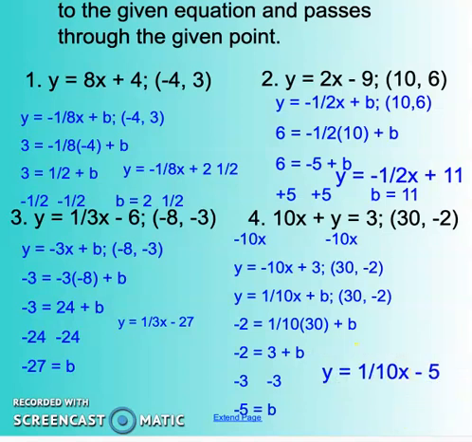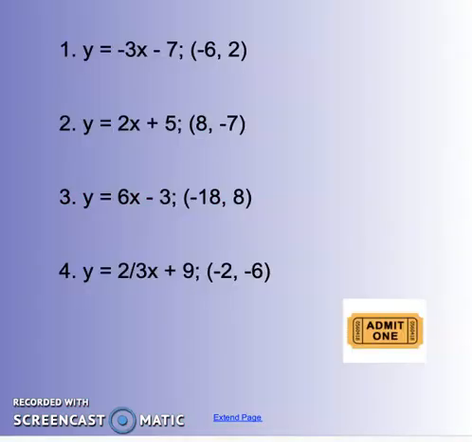Awesome. Okay, so at this point, I would love for you to try some problems on your own. So here are your ticket problems. I want you to find the perpendicular lines to these equations, and they need to pass through those points.